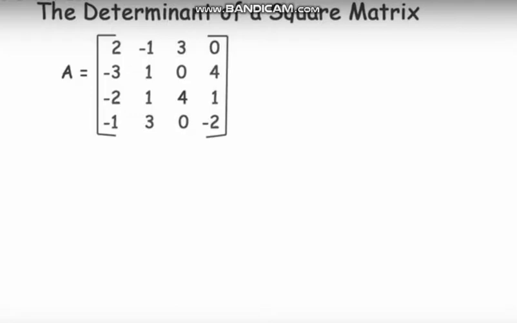First, we need to set up the checkerboard of positive and negative signs. We write a positive sign next to the first entry in the upper left-hand corner. Then we alternate signs along the first row and along the first column. Now we alternate the checkerboard signs along each row.